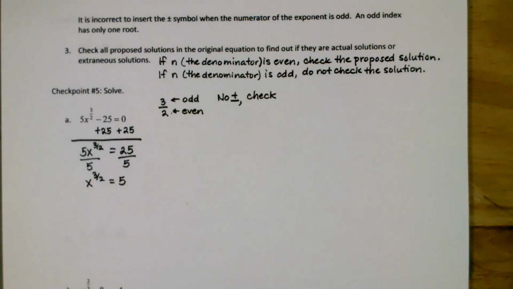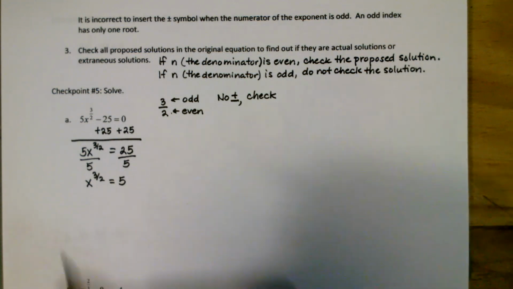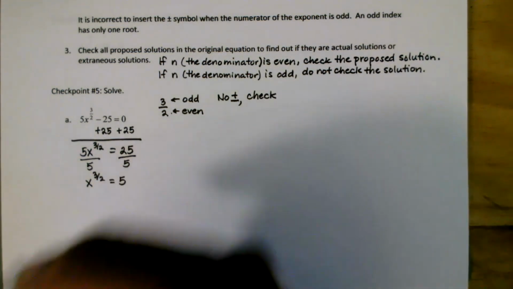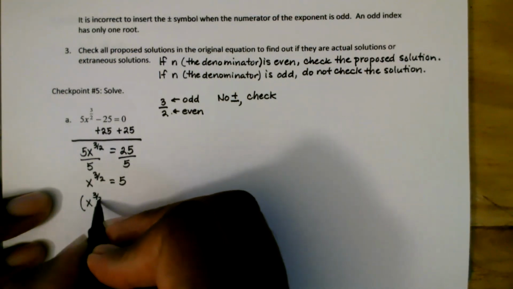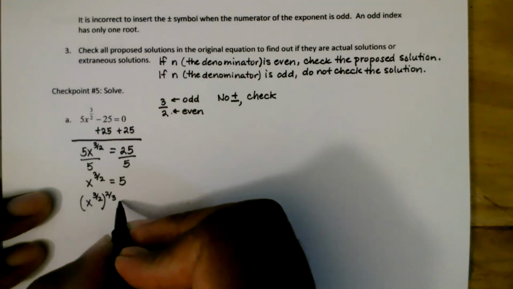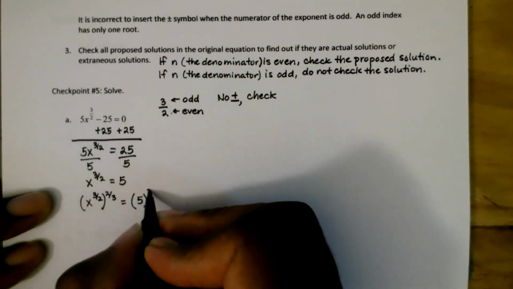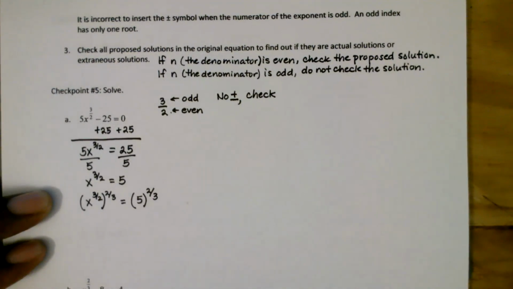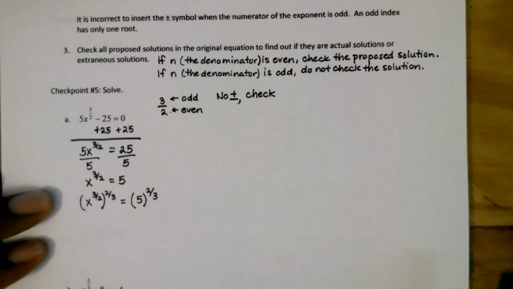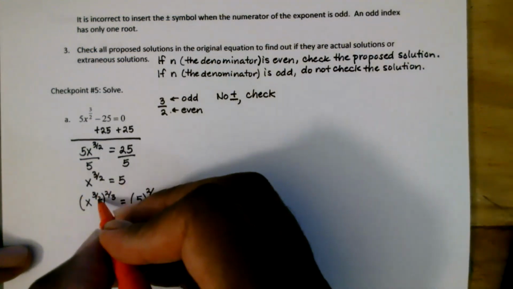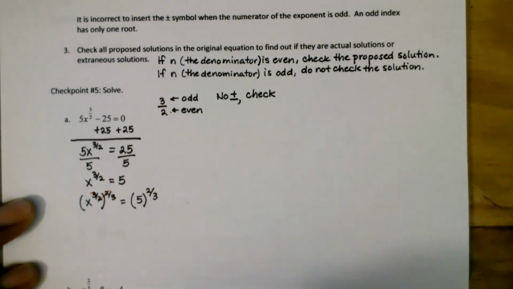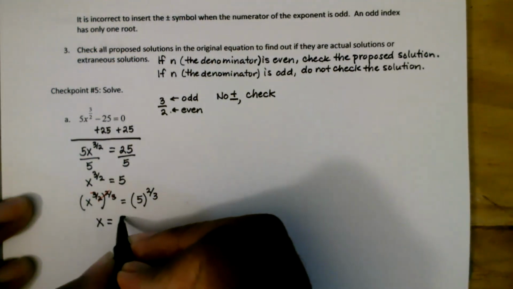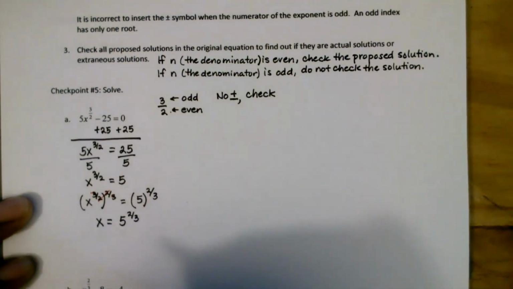And then next would be to raise both sides of this equation by the reciprocal of this. So if this is 3/2, the reciprocal of 3/2 will have to be 2/3. So I'm raising both sides of this equation to the 2/3 power. And when I do that, these 2's and these 3's divide out. You're going to be left with x by itself. That's equal to 5 to the 2/3.